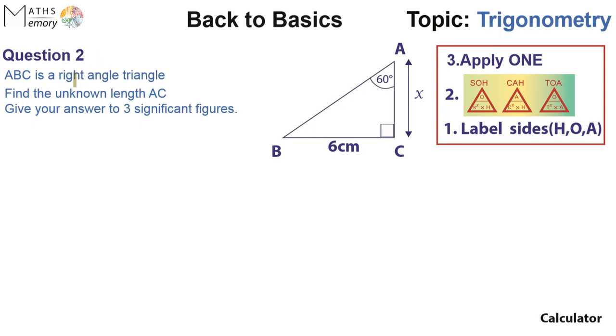So ABC is a right angled triangle, find the unknown length AC. So AC is this length over here. How do we go about this? The same way as we did before. So let's label each side length first of all. H is always opposite our right angle over here. Let's highlight this right angle, by the way.